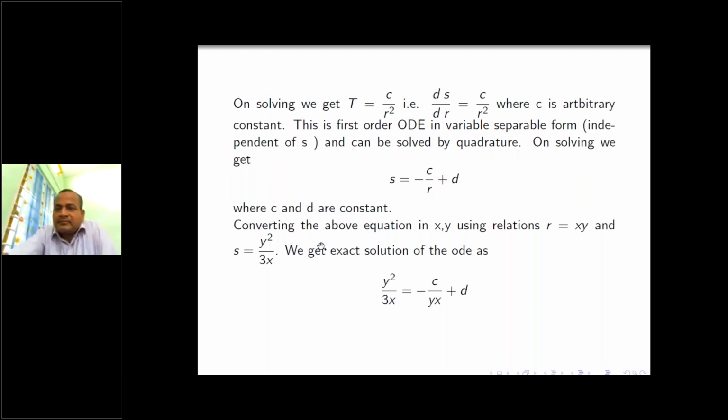Conversely, converting the above equation from s and r, we are going to convert now in terms of x and y using the relation r is equal to xy and s is equal to y square upon 3x. We get the exact solution of the ODE as y square by 3x is equal to minus c upon yx plus d.